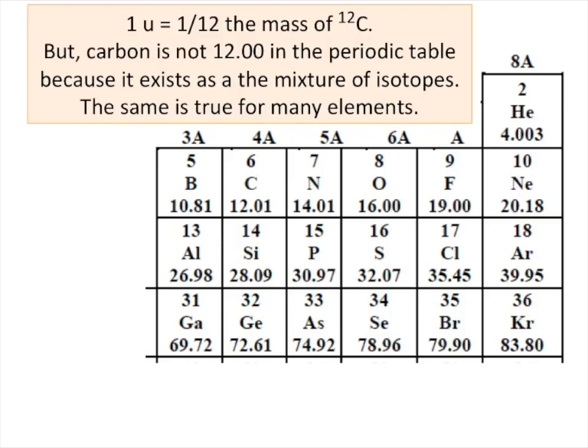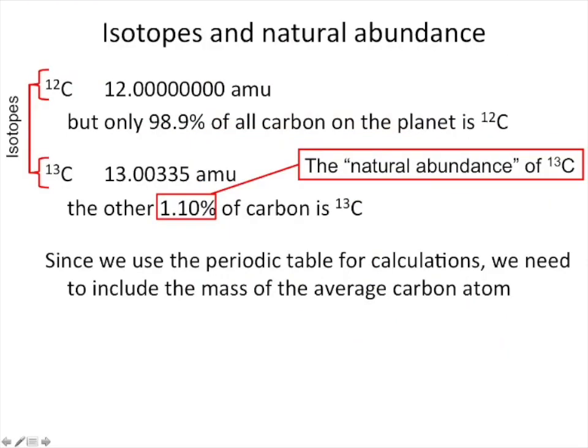So now we get back to the question of why carbon in the periodic table is not 12, but instead is 12.01. So remember, all of the atomic mass units are defined relative to carbon 12, but carbon 12 does not make up all of the naturally occurring carbon on our planet. You have 98.9% of all carbon is carbon 12, but then 1.1% of this is carbon 13. So we say that the natural abundance of carbon 13 is 1.1%.